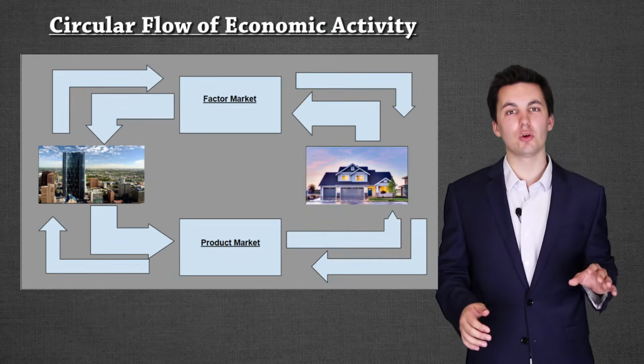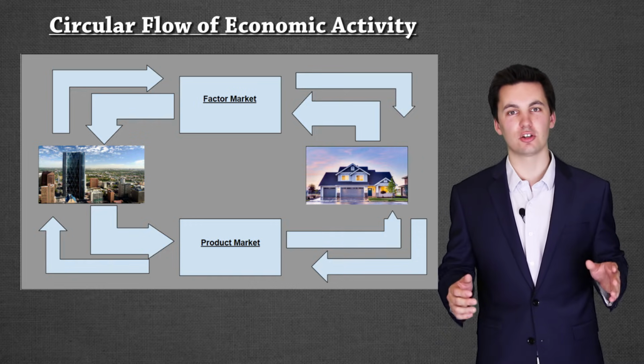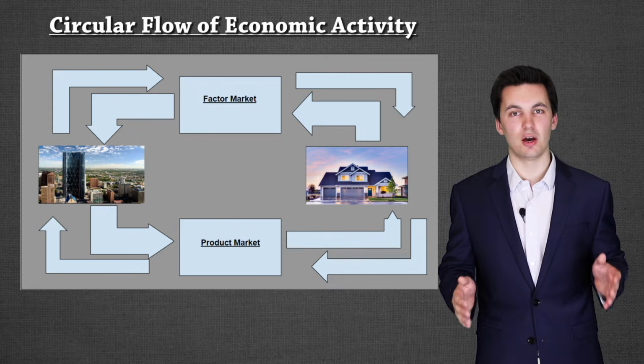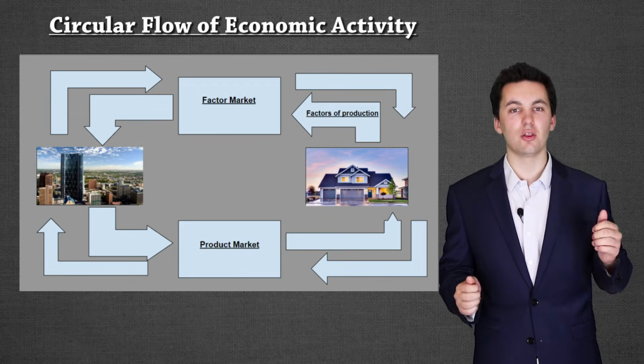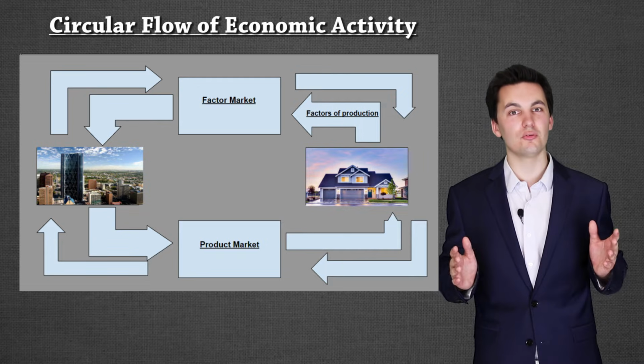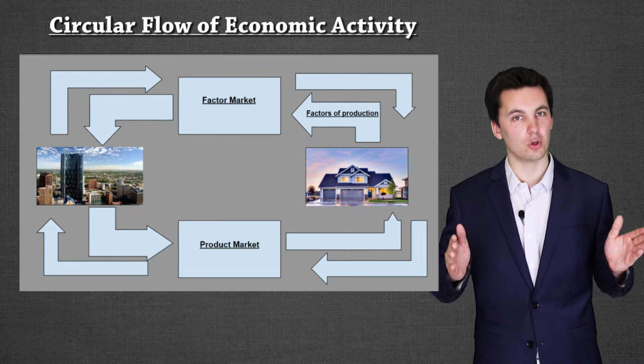Now, this model shows the flow of economic activity in our society. And we're going to start with households. Households are the sellers of the factors of production. They sell the labor, the land, the capital, the ideas. They're the factors of production that are being sold off.